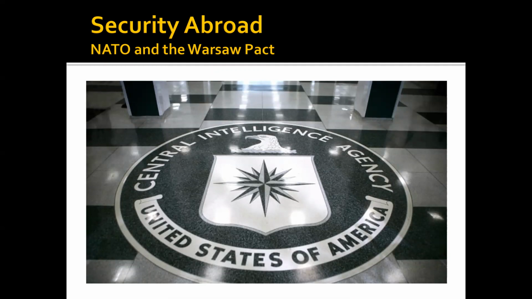Now let's look at the security that they tried to have abroad at this time. As a part of the policy to modernize its military in 1947, the American government established the National Security Act, accomplishing three main things. It created the Department of Defense as a centralized place for all branches of the military. It created the National Security Council to make foreign policy during the Cold War, and it created the CIA to gather information on foreign governments.